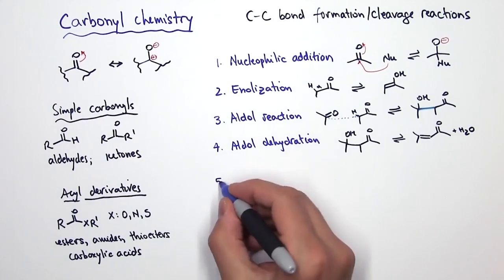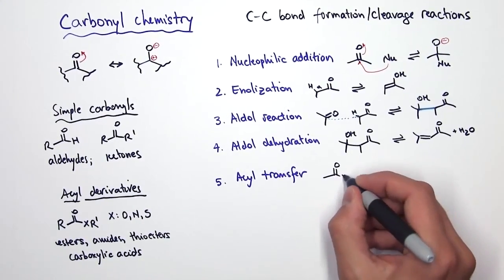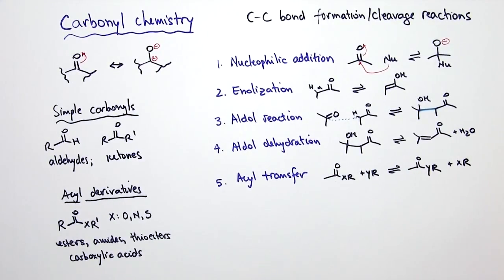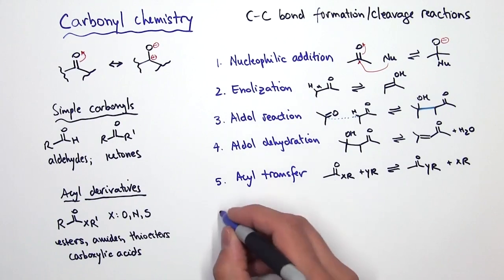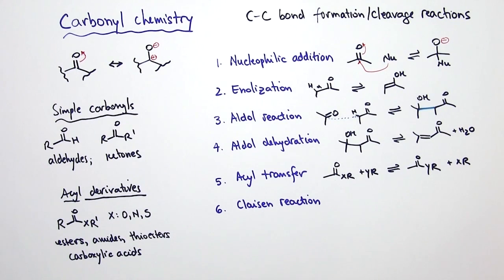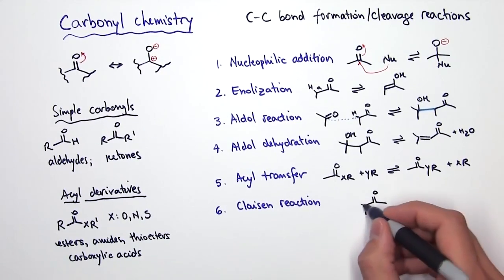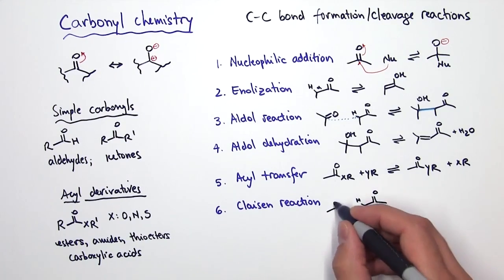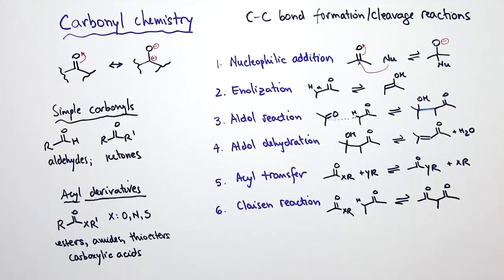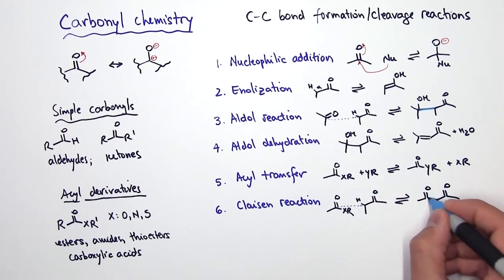Now, about the acyl derivatives, we're going to be talking about acyl transfer reactions, where an acyl derivative can convert into a different acyl derivative with the appropriate nucleophile. And a variation of this reaction is the Claisen reaction, where, similarly to the Aldol reaction, we have an enolizable carbonyl reacting with an acyl derivative and generating a beta-keto carbonyl. This reaction also forms a carbon-carbon bond, which is right here.